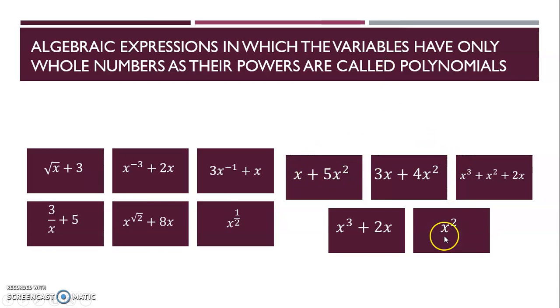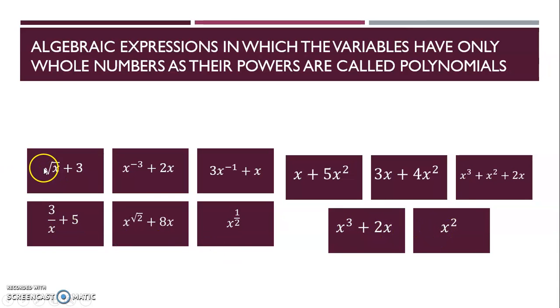so on the right side we have algebraic expressions in which the variables have powers as whole numbers. Okay, what are whole numbers? 0, 1, 2, 3. Okay, see, here the power of x is 1. Here the power of x is 2. Here the power of x is 1, the power of x is 2, the power of x is 3, 2, again 1, 3, 1, 2.